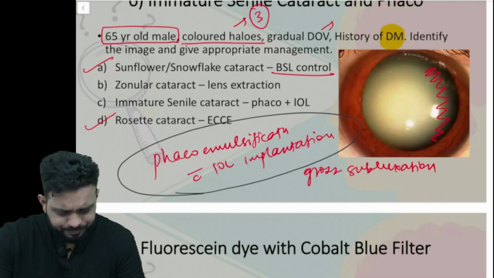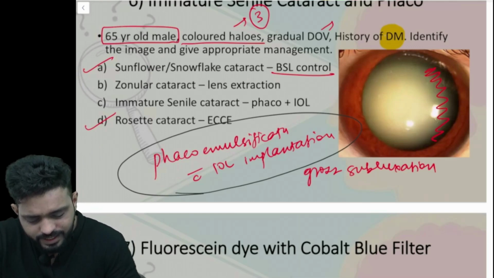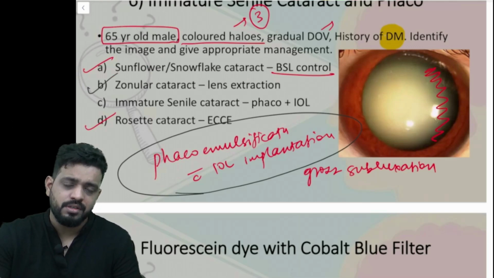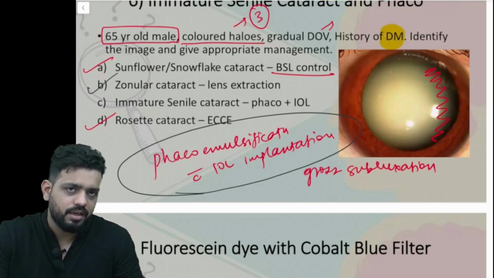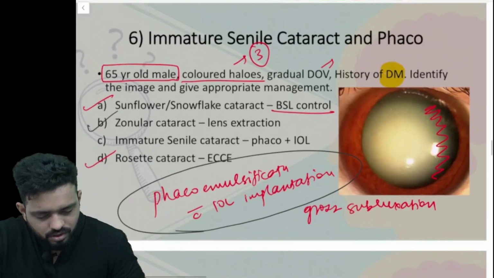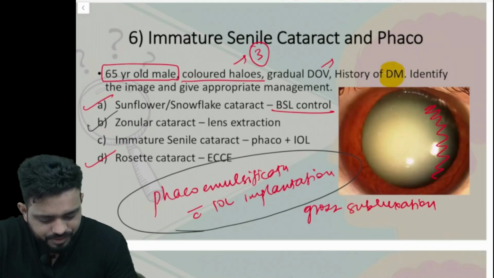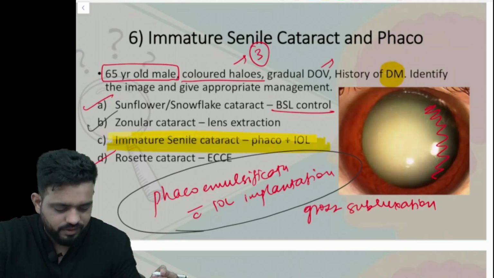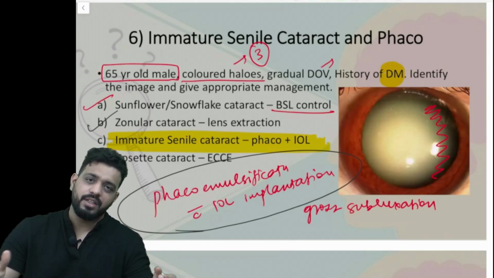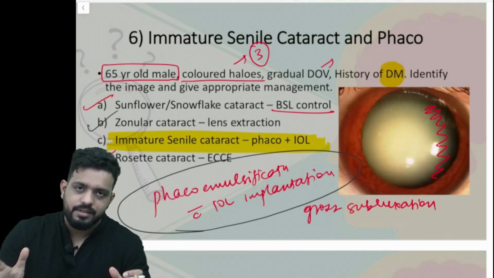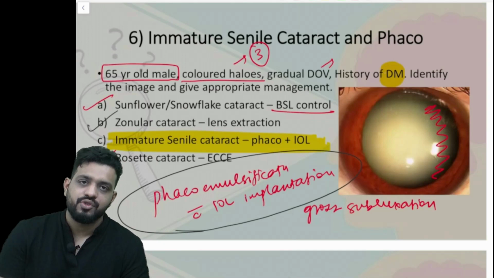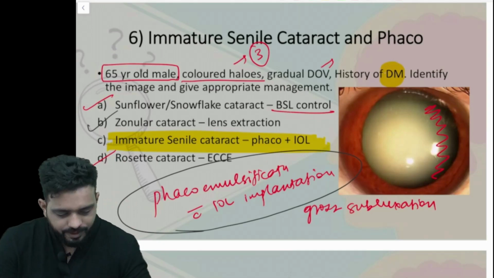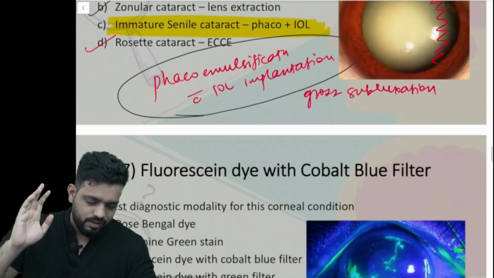kinds of cataract. Again, we will exclude zonular cataract because zonular cataract does not cause colored halos. Fine. Okay, so we are left with only one option. It's immature senile cataract. Phaco with IOL implantation was given as the option. Goes very well with what we were thinking. That is the correct option of choice which had to be marked. Okay, let's move on. Last 4 questions.